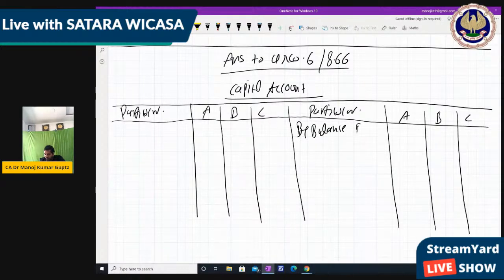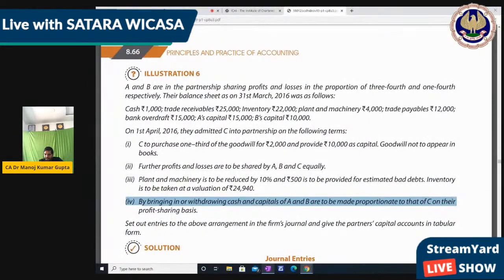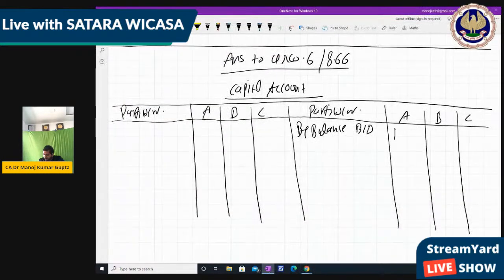by balance brought down, because A and B are already partners. Their capital is A capital 15,000 and B capital 10,000. So 10,000 and 10,000, right?